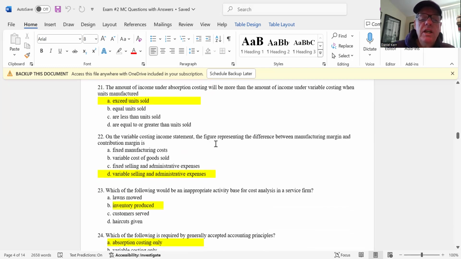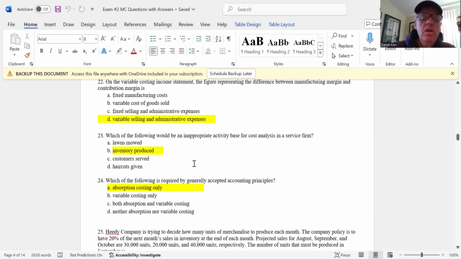22, on the variable cost income statement, the figure representing the difference between manufacturing margin and contribution margin is the variable selling and administrative expenses. So manufacturing margin would be sales minus the variable cost of goods sold. That gives you manufacturing margin. Then you've got to subtract out variable selling and administration expenses, and that gives you your contribution margin. So the answer there is D.